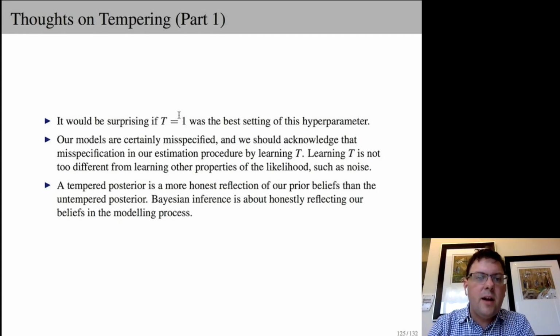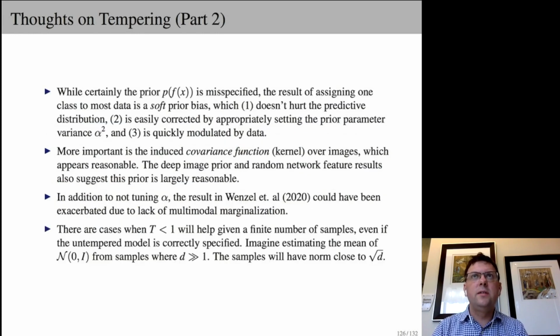So some thoughts on tempering. I think it would be very surprising if t equals 1 just happened to be the best setting of this hyperparameter. In fact, I think we should always be doing tempering. It's basically just an acknowledgement that our model is misspecified. That's not to say that we should just say, well, who cares about the model specification? We'll correct it with tempering. We should do our very best to specify our prior as honestly as we can. But it's still going to be misspecified, and we should be honest about that too, and try to correct it by learning the temperature. And in fact, this isn't really too different than learning other properties of the likelihood, like noise.